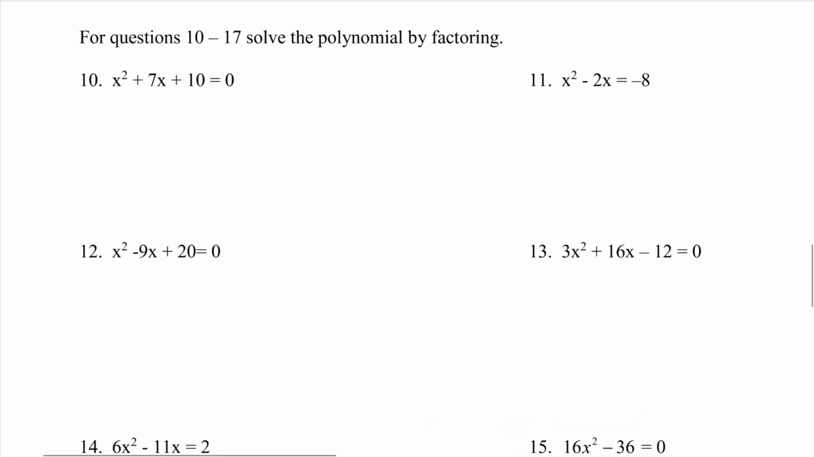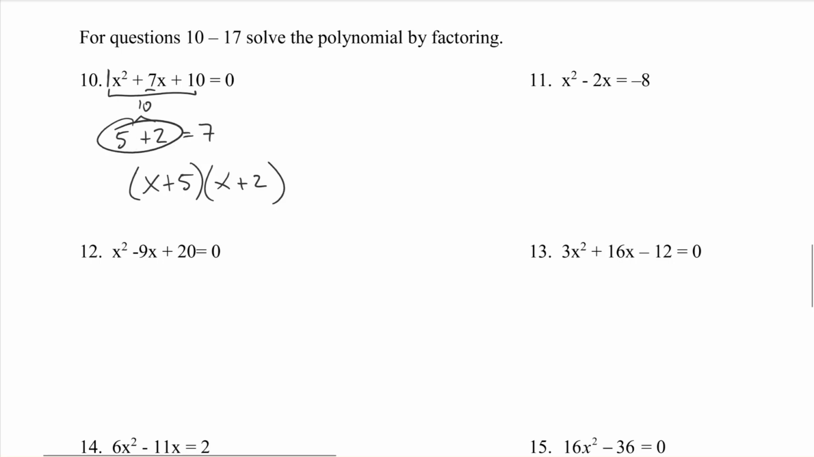Solve the polynomial by factoring. So I'm looking for factors of 10 that are going to add together to make 7. Right? What are they? Well, that would be 5 and 2. So because my leading coefficient is a 1, my factored form would be the quantity x plus 5 times the quantity x plus 2. Right there. Because my leading coefficient is 1.